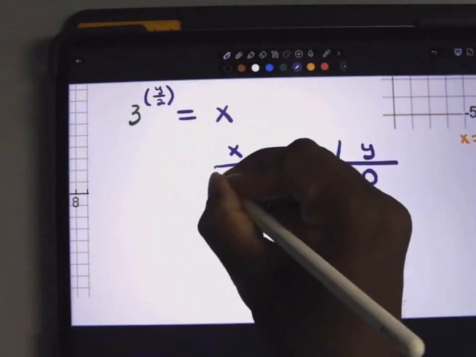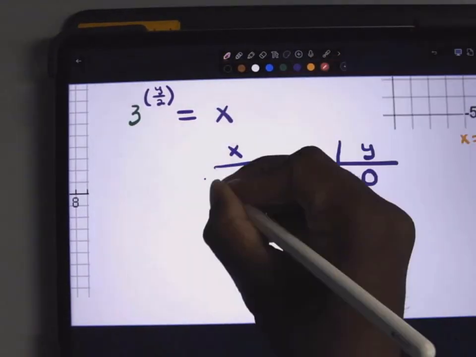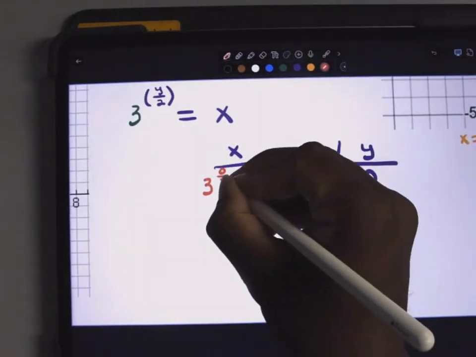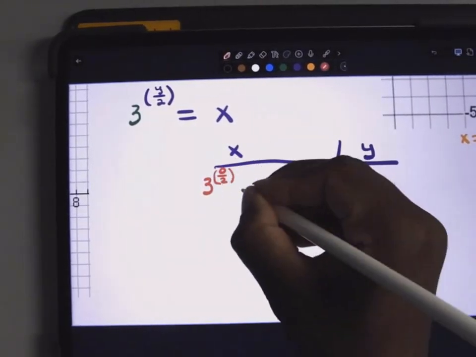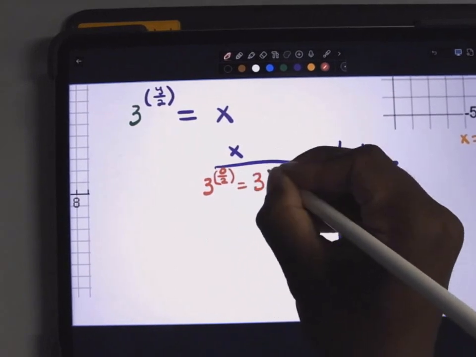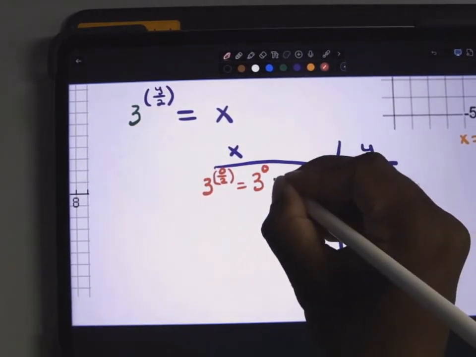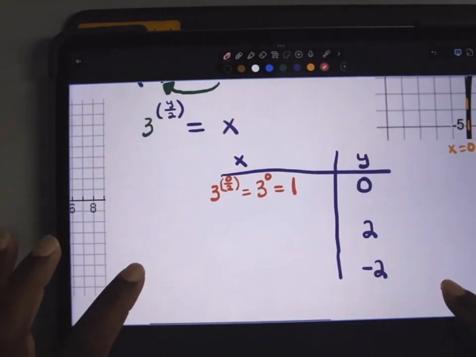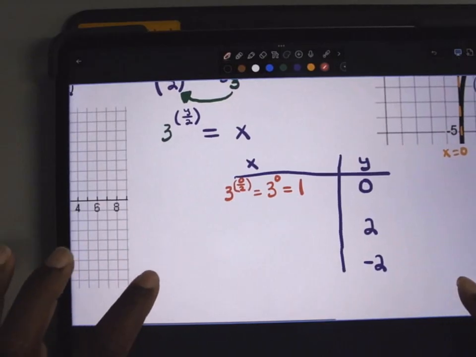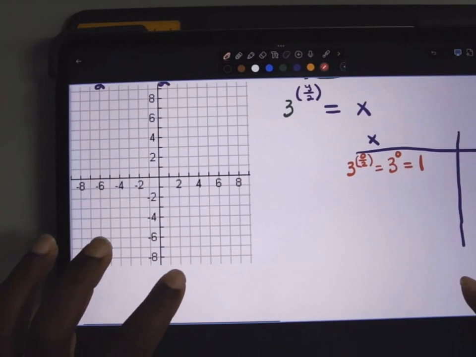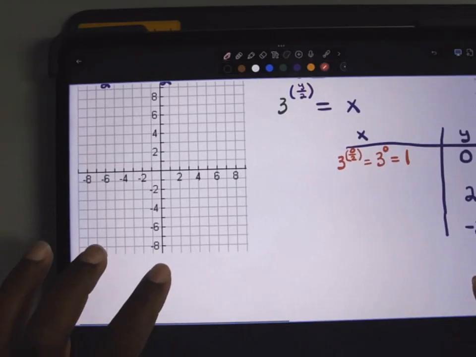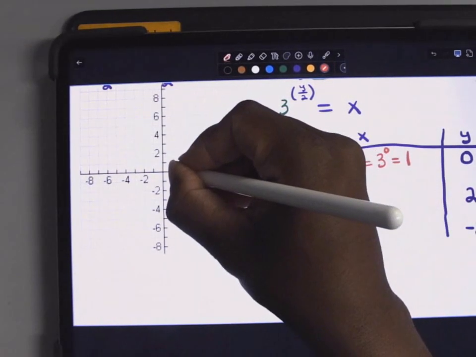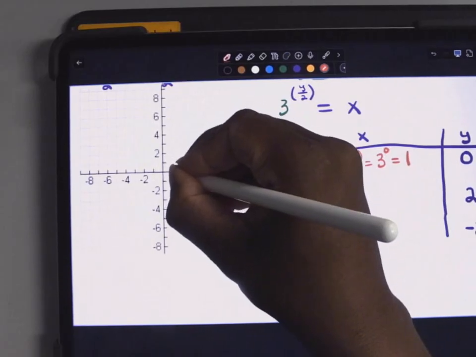All right, so let's go to 0 first. We got 3 to the 0 divided by 2 power. That's just 3 to the 0 power. Anything to the 0 power is 1. So when x is 1, y is 0. I'll go to my graph, to where x is 1, y is 0.